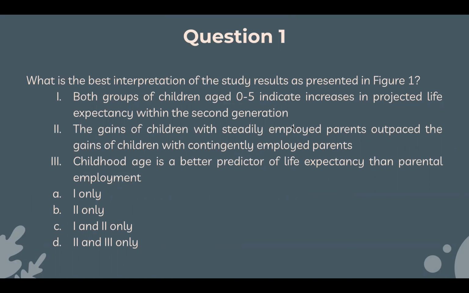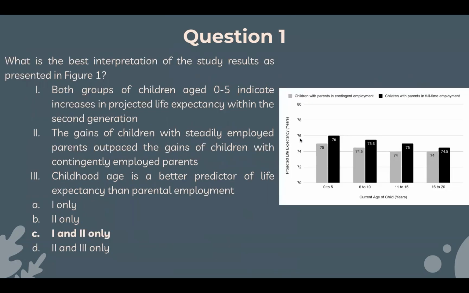All right, so let's start with item 1. So item 1 is true. Both groups of children aged 0 to 5 have a higher life expectancy than the 2 groups of children aged 6 to 10. So we can eliminate B and D. Now we just have to see if item 2 is true.